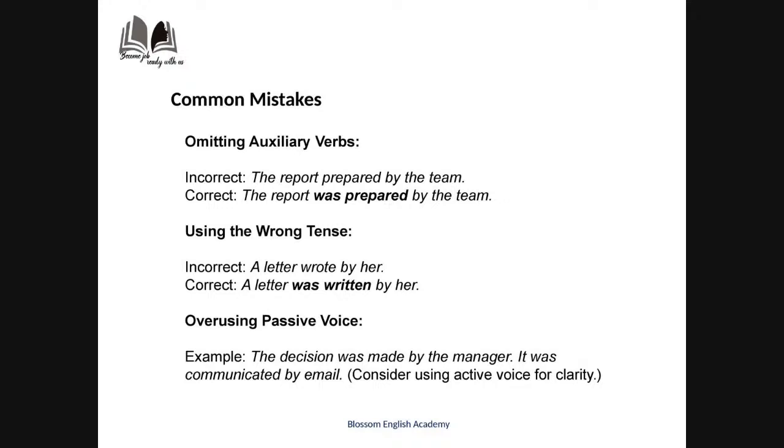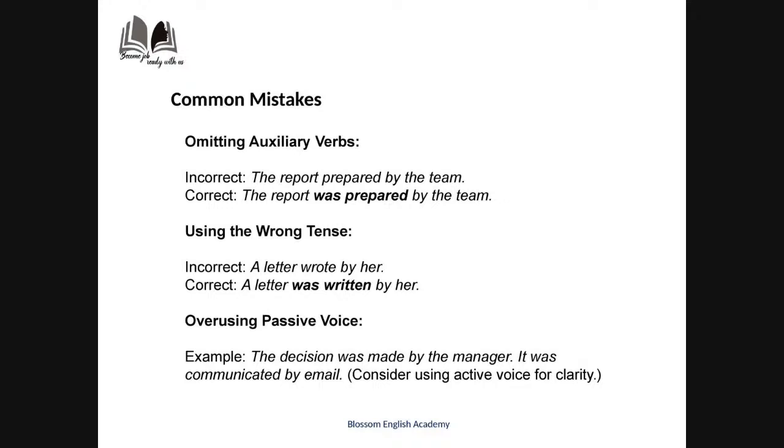So you must never avoid auxiliary verbs. Here the action is already complete, which means the sentence is simple past. Hence, we are using was. The report was prepared, and we are talking about one single report over here. Hence, it is a singular noun, so was is used. The report was prepared by the team.